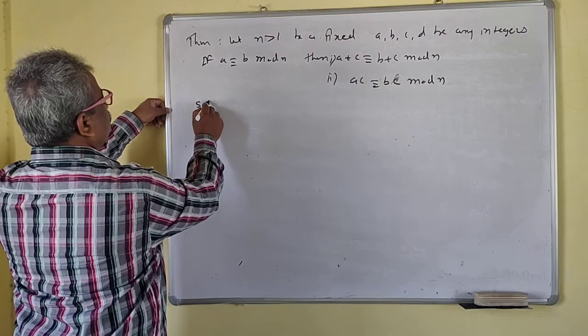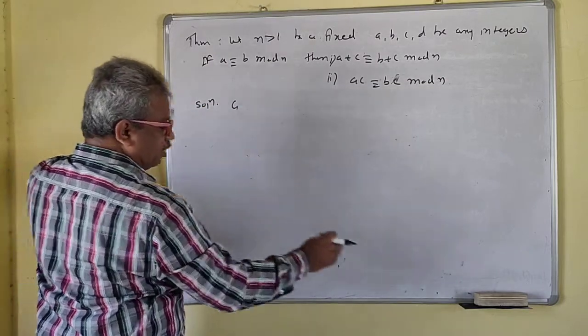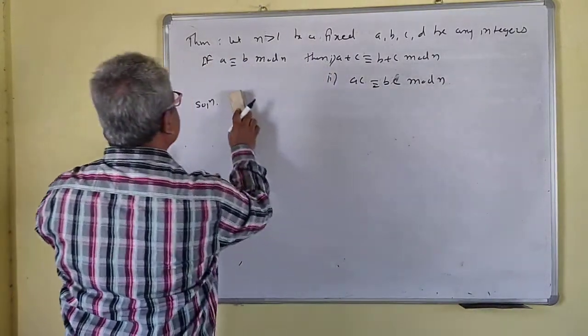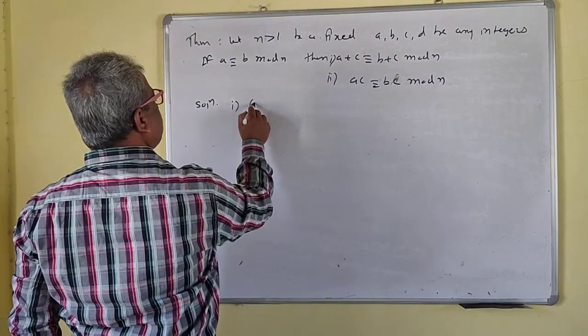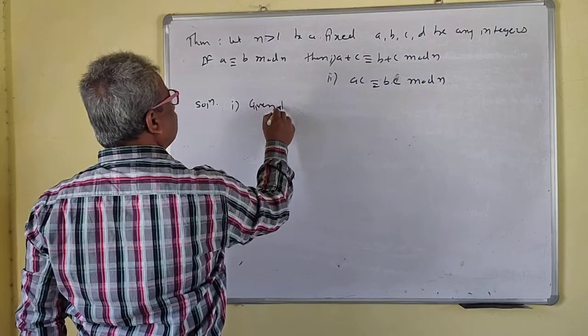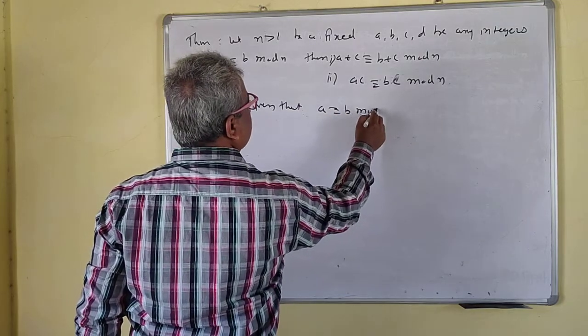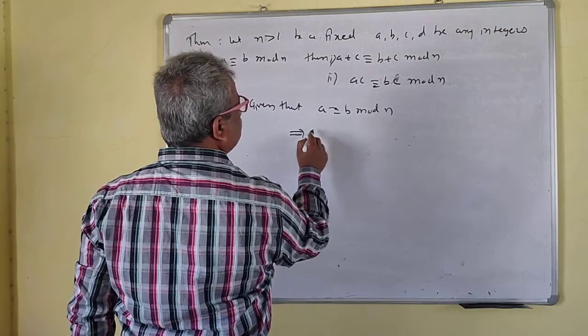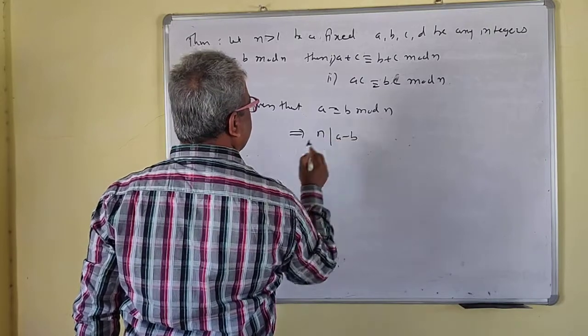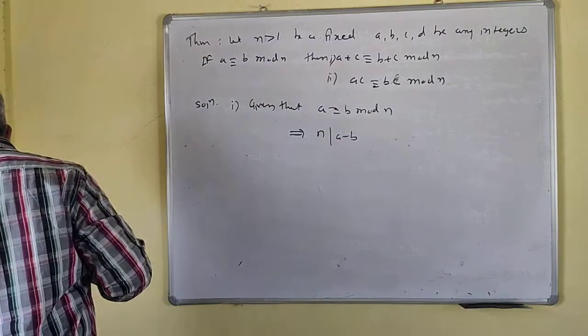Solution. Given, I'll take the first one. Given that A is congruent to B mod N. What does this imply? N divides A minus B.